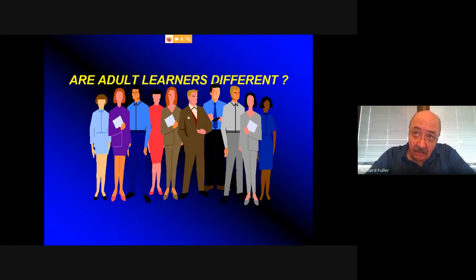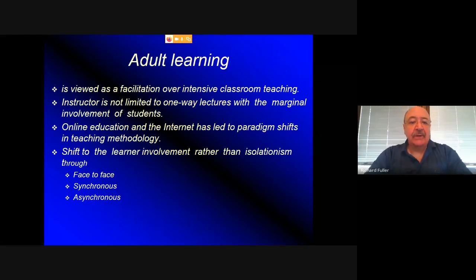Although, let me say this, sometimes adults aren't sure what they need to know or what they need to learn. So it's not completely self-directed. They're looking for some direction. So you need to find that balance within your teaching as to what the adult knows and what the adult needs. So adult learning is viewed as facilitation over intense classroom teaching.